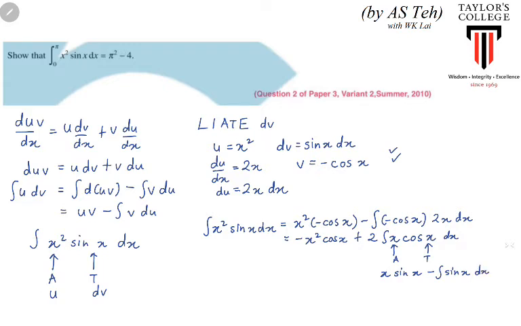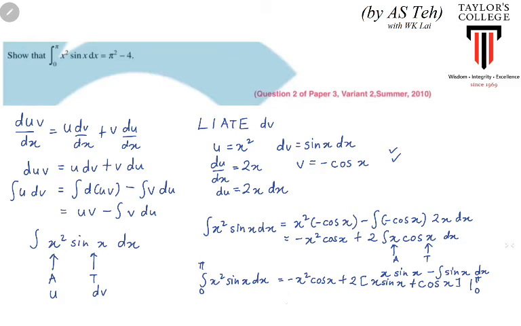Okay, so we then find that the integral of x squared sine x dx is equivalent to negative x squared cos x plus 2 times x sine x minus, so the integral of sine x is negative cos x, so I can put this as plus cos x. Okay, and what we're going to do now is, because we're going to integrate from 0 to pi, we're going to substitute 0 and pi into this function.